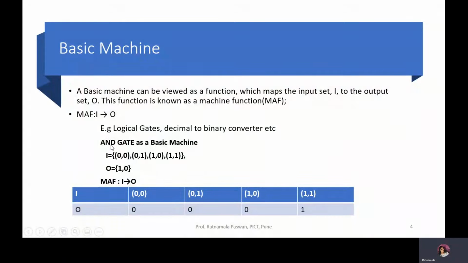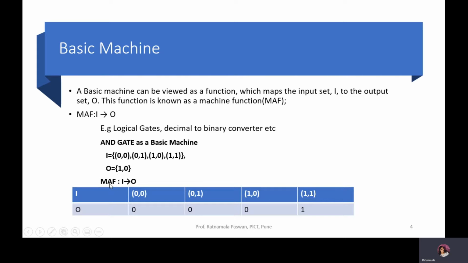Since there is an input set I, we are taking all the combination of 0 and 1 for an input. Since it is binary, it works on the binary system. So input alphabet is just 0, 1. But we are taking the input in the form of pair because we know it takes two inputs. So the input is 0, 0. This is one input. Second input is 0, 1, 1, 0 and 1, 1. So total 4 inputs are there. Output is having only two symbols, 1, 0.